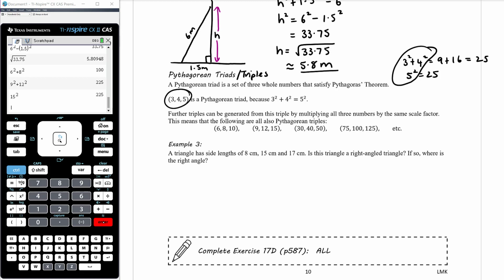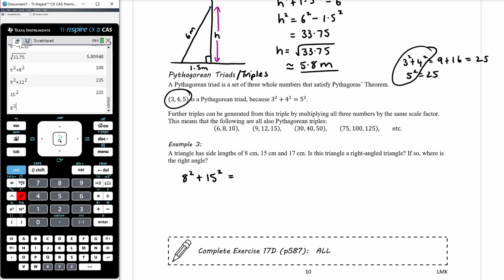So what I don't want you to do in this sort of thing is start by saying, well, 8 squared plus 15 squared equals 17 squared, because we're trying to show that, we don't know if it's equal. That's what we're trying to test. So you work out the left-hand side and the right-hand side separately. So we'll work out what 8 squared plus 15 squared is.